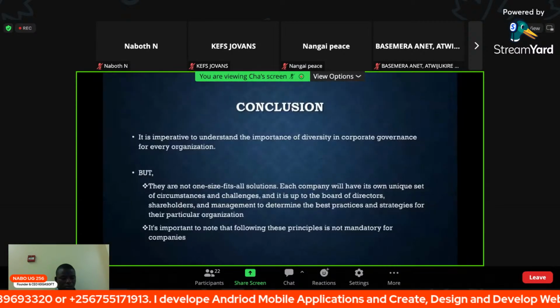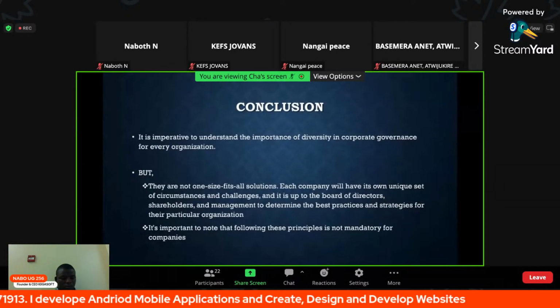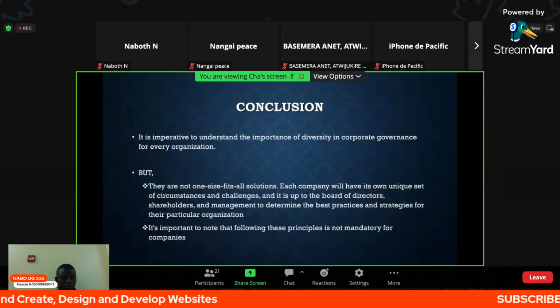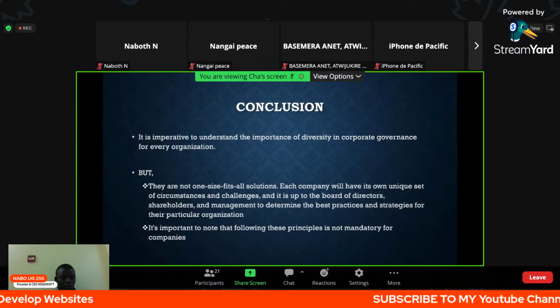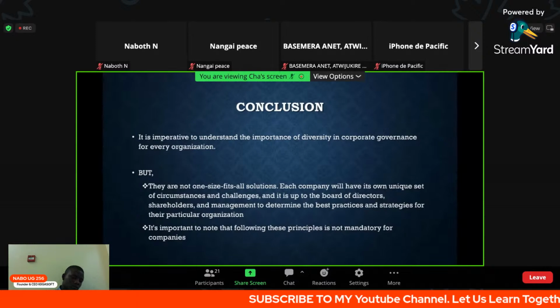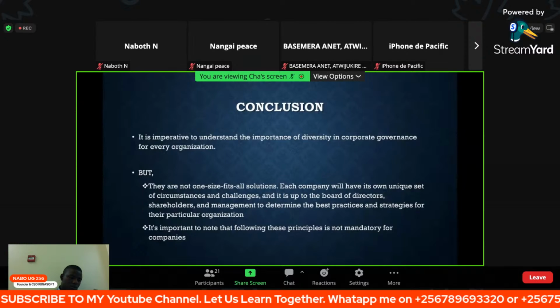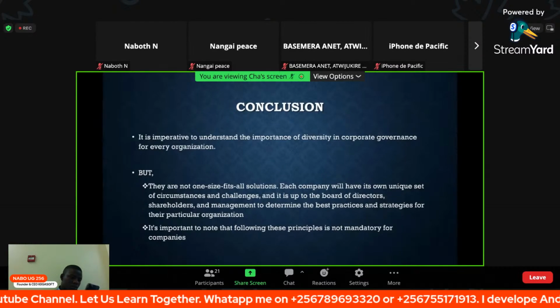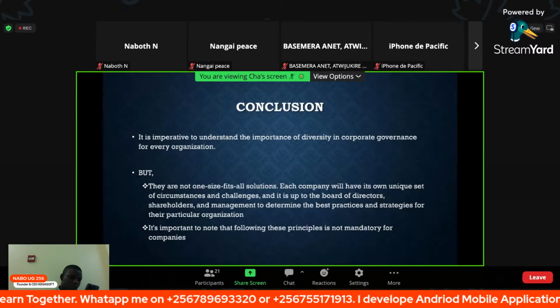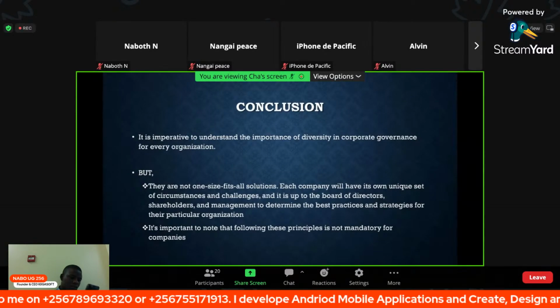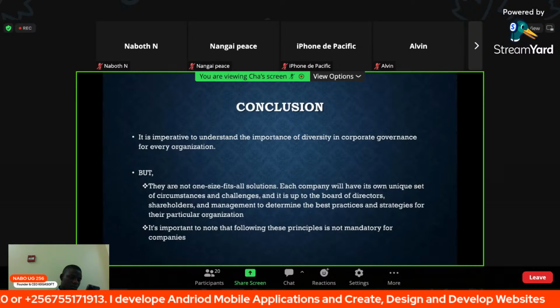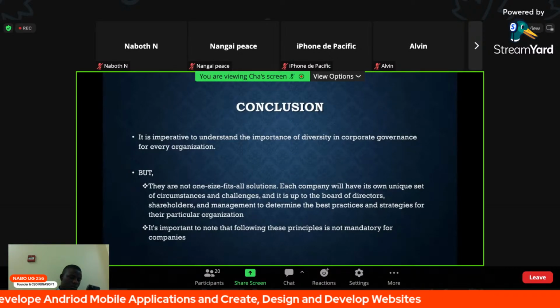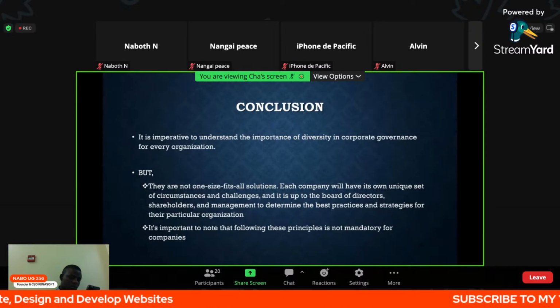In conclusion, it is very important to understand the importance of diversity in corporate governance for every organization. But here, there are two important things to note. The one is every company has its own unique set of circumstances and challenges. So it is up to the stakeholders of the company to determine the level of diversity. Another important factor is that following diversity principles is not mandatory for every company. This is all I present.